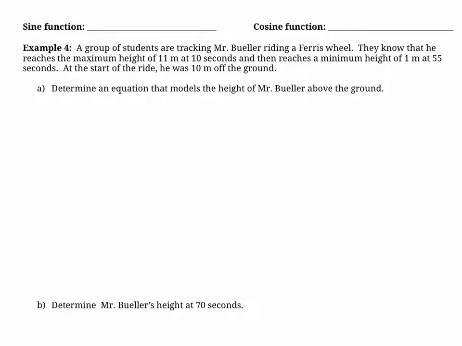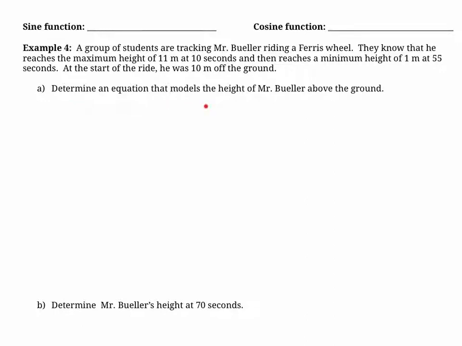In this video, we're going to look at how to come up with sinusoidal models, how to write the equations to fit a situation. So this situation says a group of students are tracking Mr. Bueller riding a Ferris wheel. They know that he reaches the maximum height of 11 meters at 10 seconds and then reaches a minimum height of 1 meter at 55 seconds. At the start of the ride, he was 10 meters off the ground.